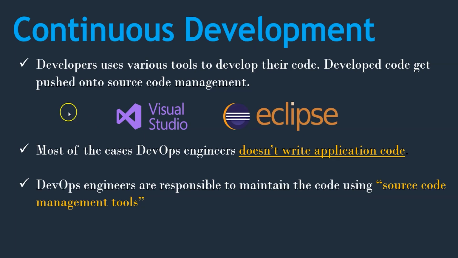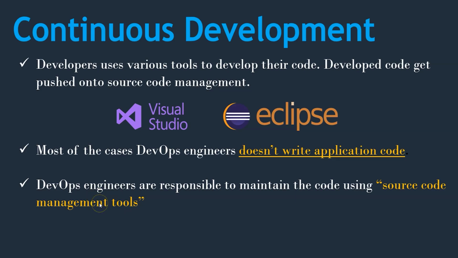First one, continuous development. Developers use various tools to develop their code. Developed code gets pushed onto source code management. So developers develop their code, then they push it onto source code management. To develop their code, they may use an IDE. An IDE is nothing but where they write their code. There are a lot of IDEs available. Among them, Visual Studio and Eclipse are the most used. In most cases, DevOps engineers don't write application code because writing application code is not the DevOps engineer's role. DevOps engineers are responsible for maintaining code using a source code management tool. So we are not writing code, we are maintaining the code.